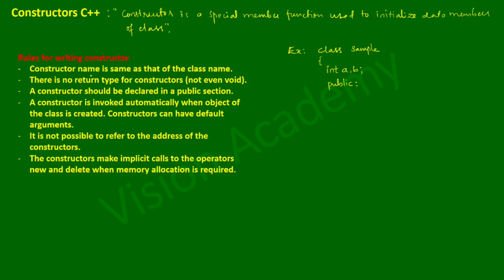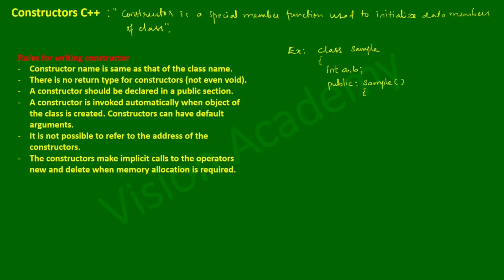I have to write sample, and the second rule says that there is no return type for a constructor, not even void. So here, without writing any return type, not even void, I have to write the function name sample and round braces. Here I'm going to write a curly open brace. As per the definition of a constructor, it is a special member function used to initialize data members of the class. Here, data members are a and b.